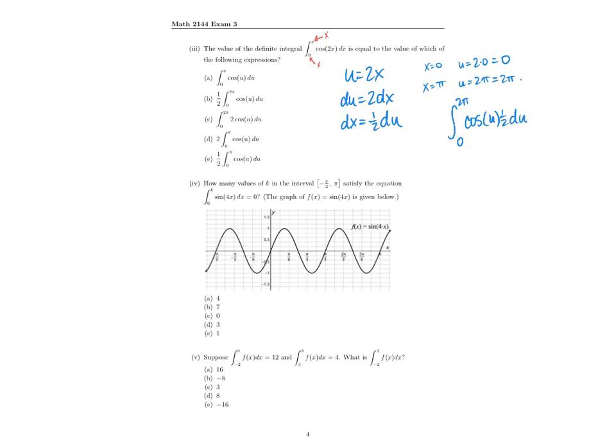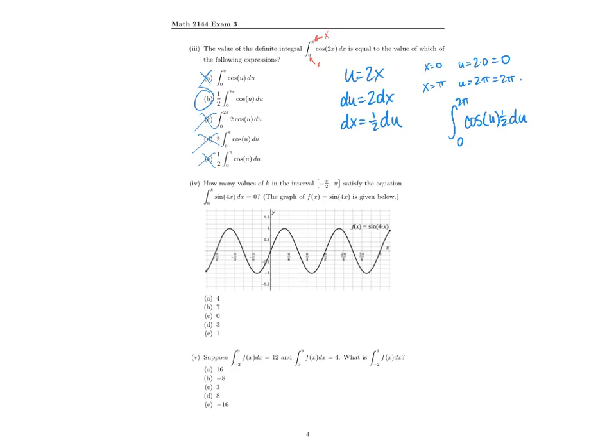Okay, so let's see if that matches anything that I have over here. So this one has the wrong bounds. This one has the right bounds, and that 1/2 is moved out front. That's fine. This one has the correct bounds, but I have a 2 instead of a 1/2, so that's not it. This one has the incorrect bounds, and this one again, incorrect bounds, but that 1/2 is correct. Okay, so the answer is B.